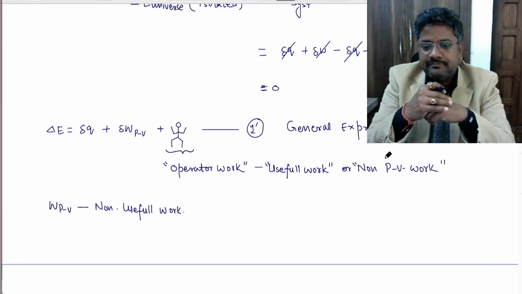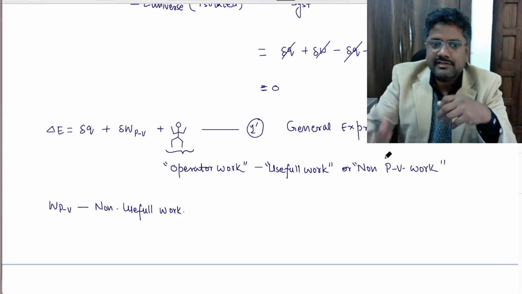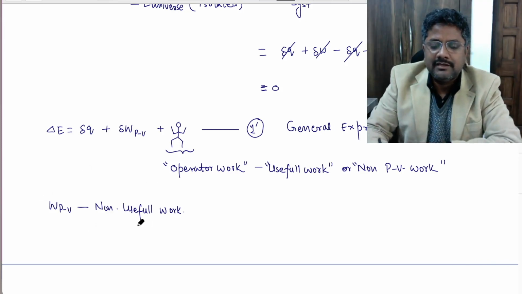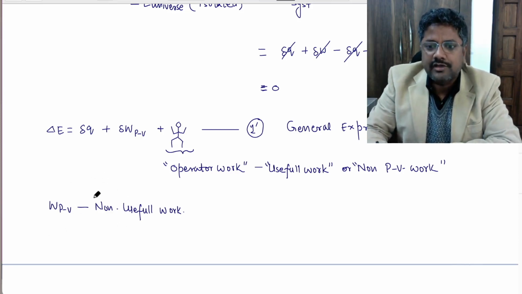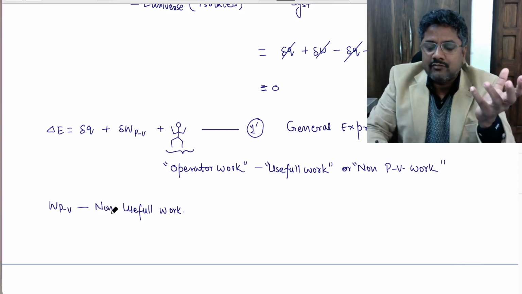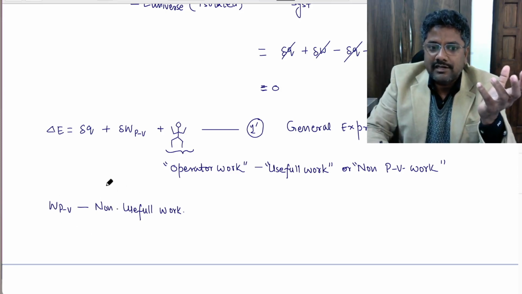So see the same situation. Our system has a compulsion to do this work, because we cannot expel the atmosphere. So against 1 atm pressure, or against the atmosphere, there is some work, and this is the compulsion of the system. That's why it is non-useful, right?